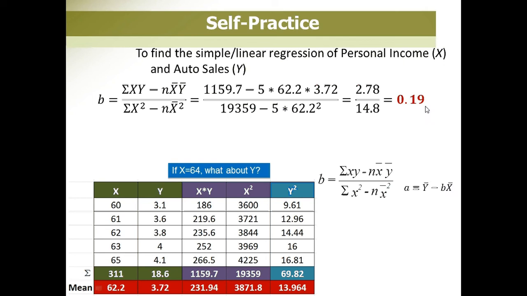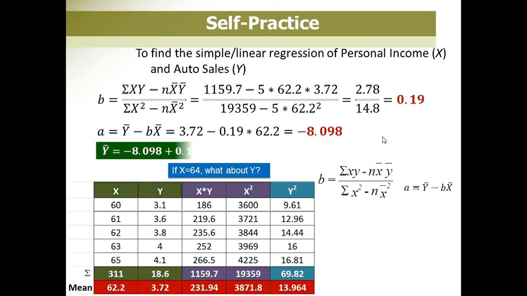If we know the slope, we can use y bar and x bar to get the a, the intercept. Y bar is 3.72 minus b, which is 0.19, times x bar, which is 62.2, and then we get the a, which is minus 8.098. Then we can formulate the equation. The equation is y hat equals a, minus 8.098, plus b, 0.19, times x.